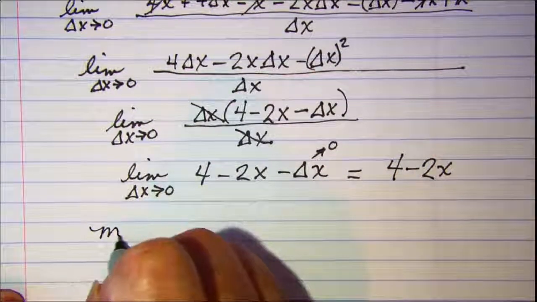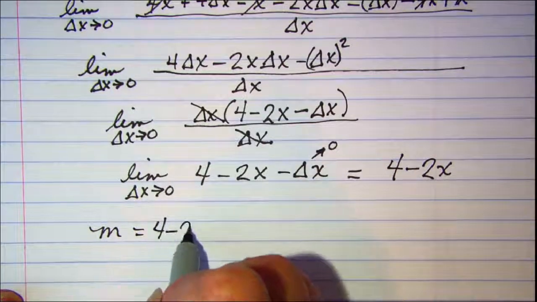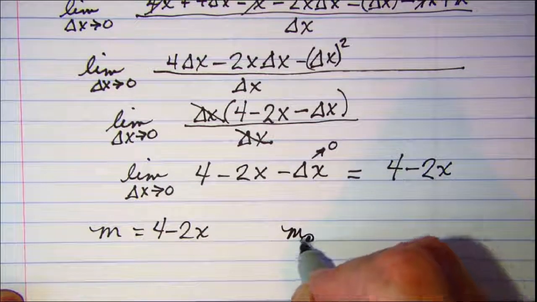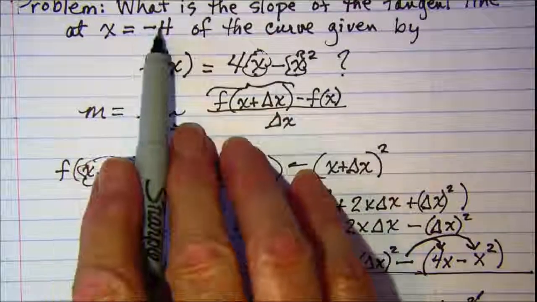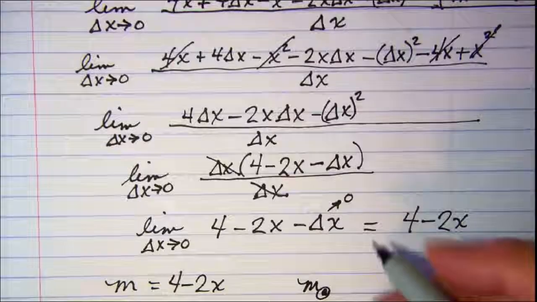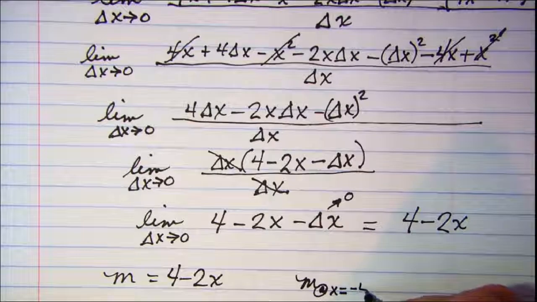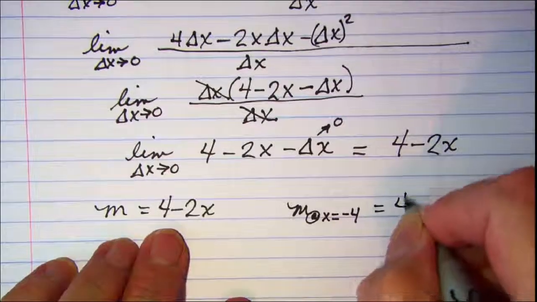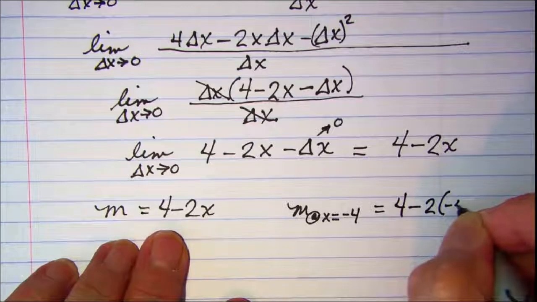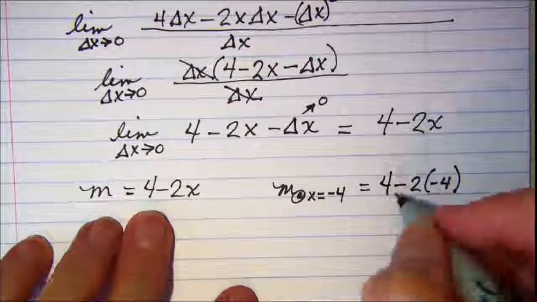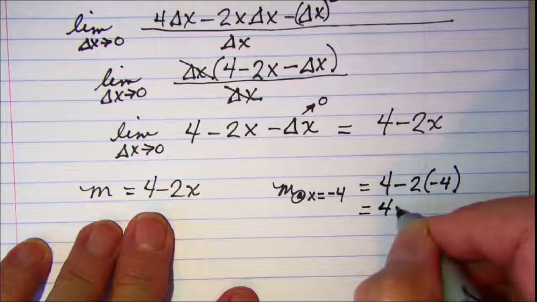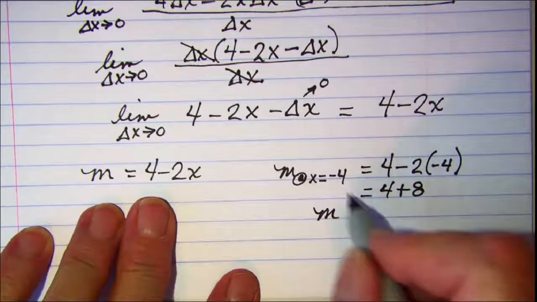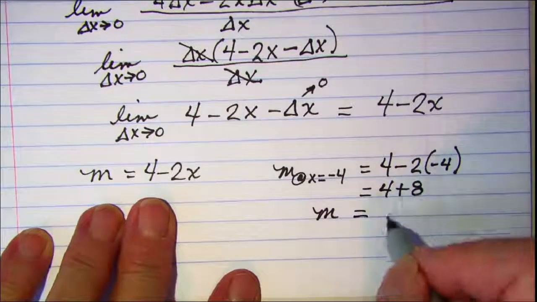So we have m equals 4 minus 2x, but we want to find m at x equal negative 4. So x equal negative 4, that m value will be 4 subtract 2 times negative 4. Just do the math now. I have 4 plus 8. So the slope of my tangent line at x equal negative 4 is going to be 12.